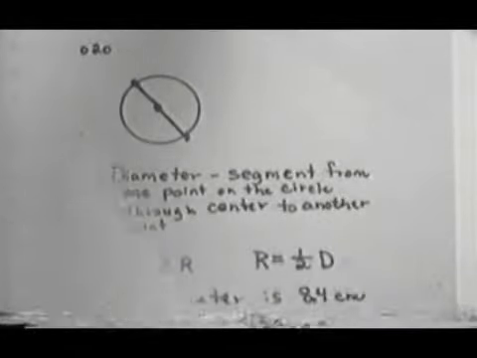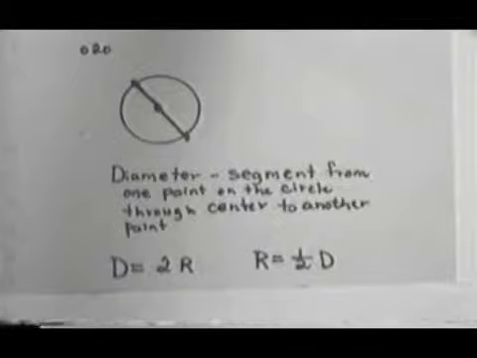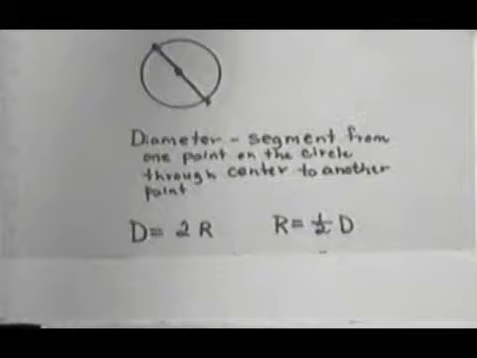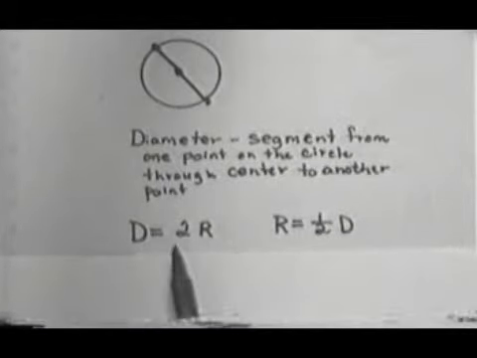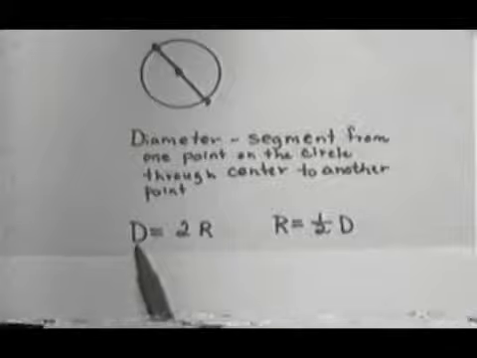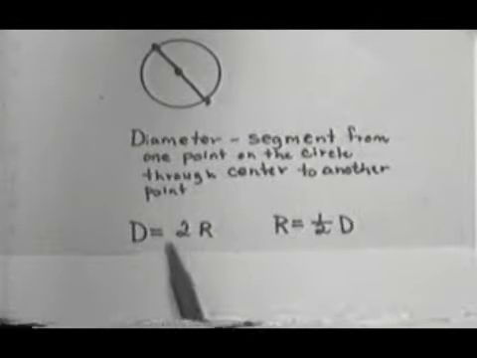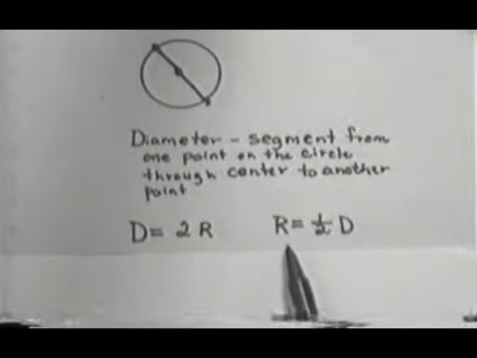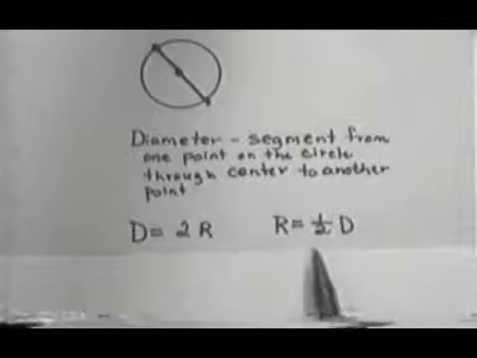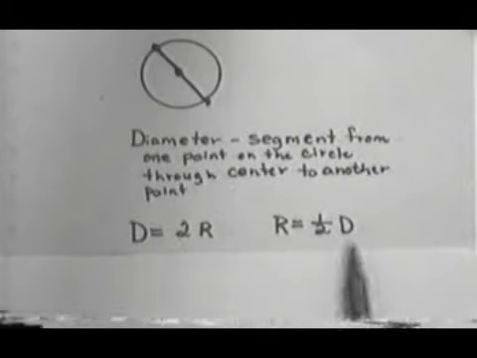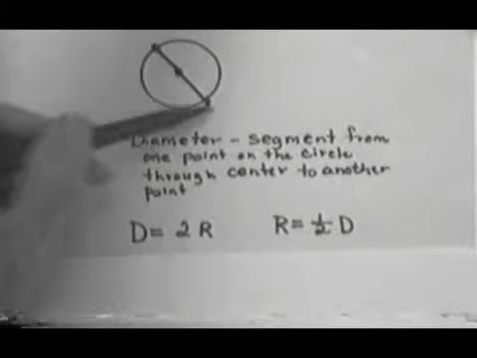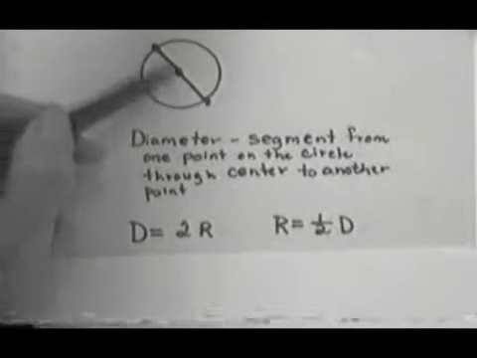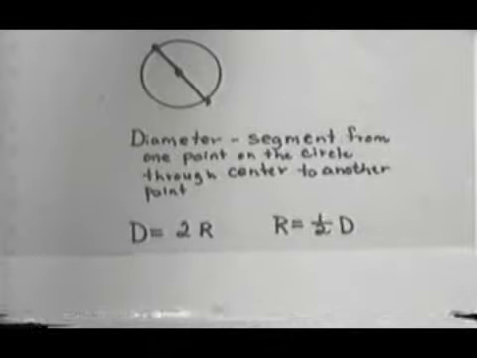So we need to learn the relationship between a circle's diameter and its radius. We could say the diameter is 2 times the radius as far as how long it is. The length of the diameter would be twice the length of a radius. Or another way of saying it is the radius of a circle would be 1/2 as long as the diameter. So the radius is half as long as the diameter, or the diameter is twice as long as the radius. We need to keep those relationships straight.